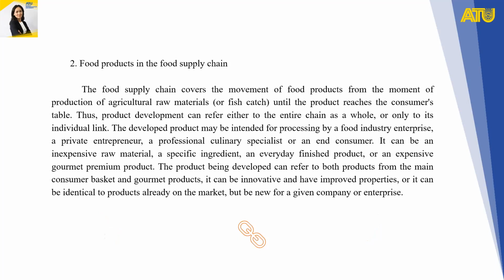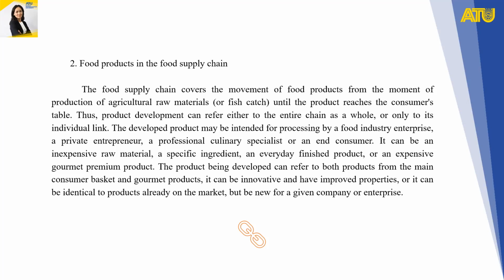Food products in the food supply chain. The food supply chain covers the movement of food products from the moment of production of agricultural raw materials until the product reaches the consumer table. Thus, product development can refer either to the entire chain as a whole or only to its individual link.